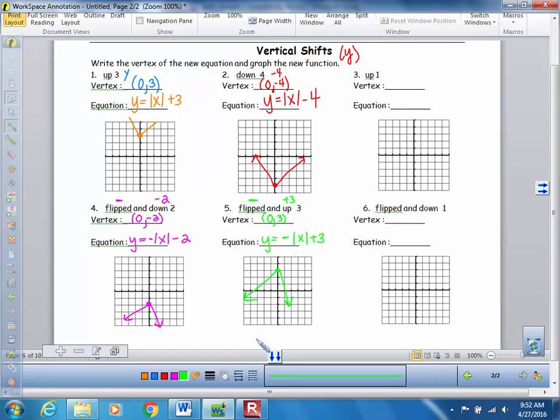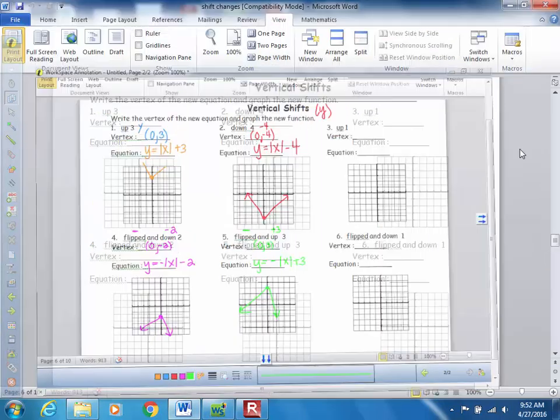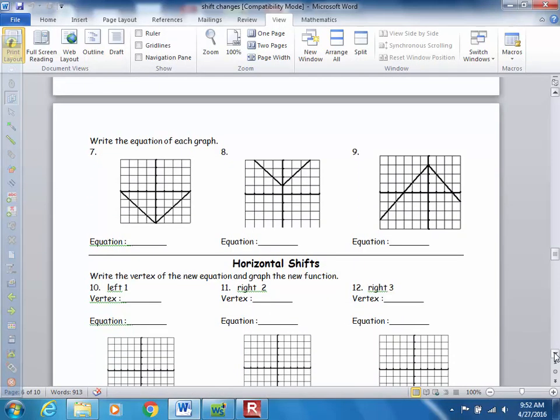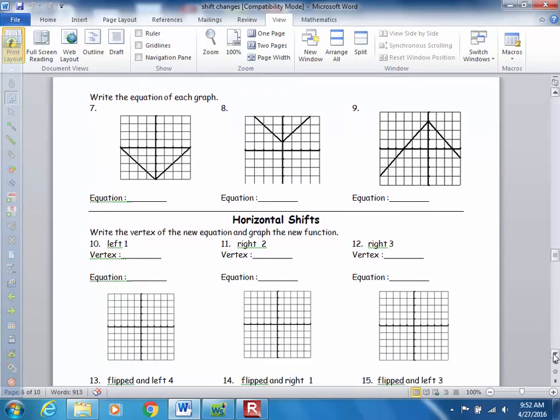Okay, how do y'all feel about that? Good? Okay, well then let's try some writing equations from the graph.